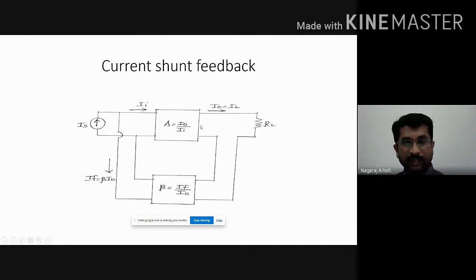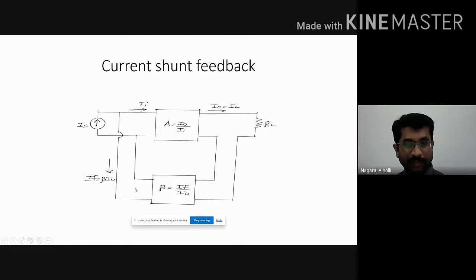Then the gain of the amplifier without feedback is I naught by Ii. With feedback, the gain is given by Af, that is the closed loop gain. It is I naught divided by Is. That is the gain of the current shunt feedback amplifier, the closed loop gain, or the amplifier gain with negative feedback.